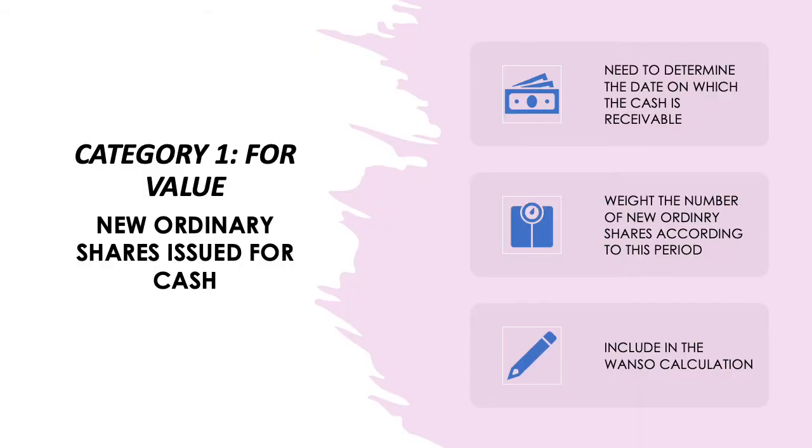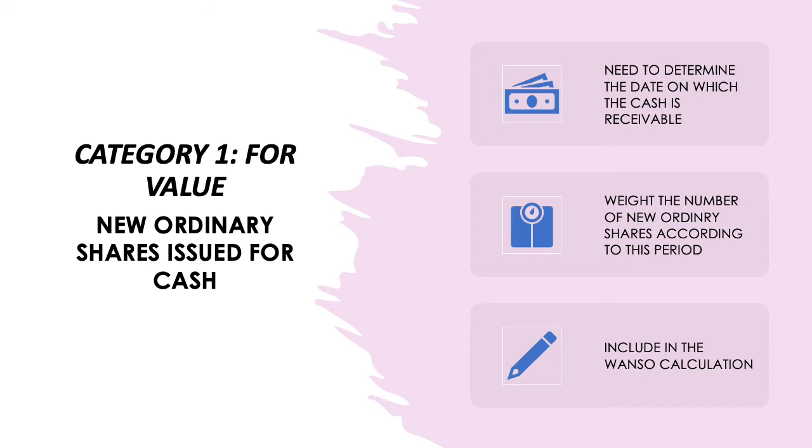The first event in Category 1, the for value category, was the issue of new ordinary shares in exchange for cash. Very importantly, when we issue new ordinary shares in exchange for cash, we need to determine the date on which the cash is receivable, as this is the date from which the shares can be included in the WANZO calculation. It does not matter what date the shares were actually issued or the date that the cash was actually received. The reason for this is that as soon as the cash is receivable, we as an entity have an obligation to issue the shares.